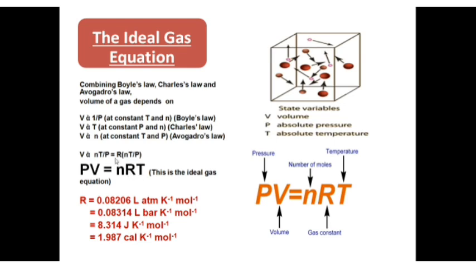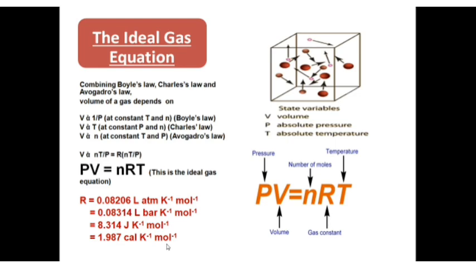This gas constant has emerged from here. This is the proportionality constant, and this R has many values which are very important to learn for numerical problems also. We need this. So R can be expressed as 0.08206 liter atmosphere per Kelvin per mole, or 0.08314 liter bar per Kelvin per mole, or 8.314 joules per Kelvin per mole, or 1.987 calories per Kelvin per mole.